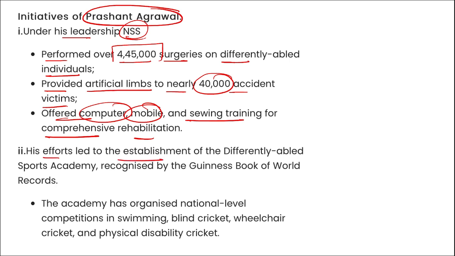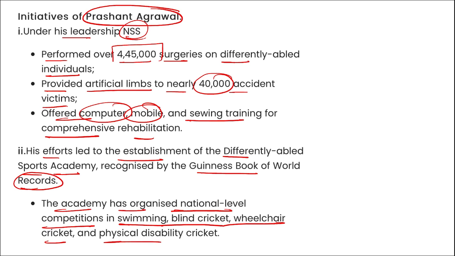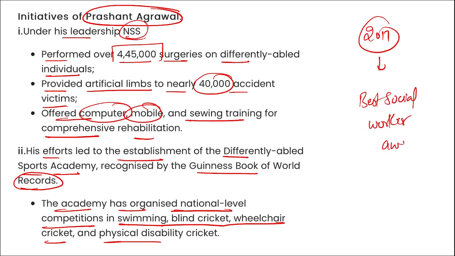His efforts led to the establishment of the Differently Abled Sports Academy that was recognized by Guinness Book of World Records, and the academy has organized national level competitions in swimming, blind cricket, wheelchair cricket and physical disability cricket also. Right? So Prashant Agarwal was honored with this award. Apart from this, in 2017, Prashant Agarwal was also awarded the Best Social Worker Award by the Rajasthan government.